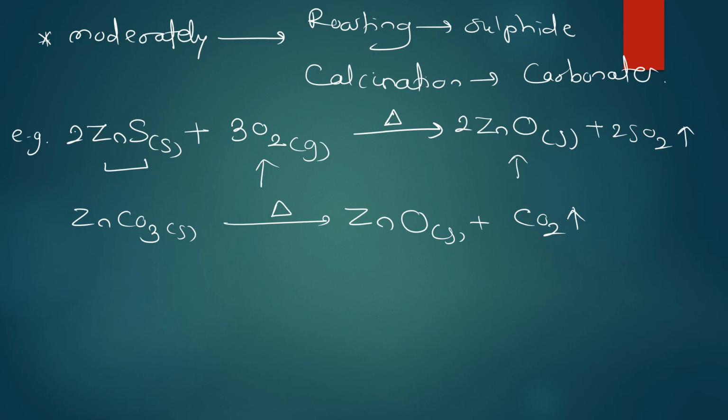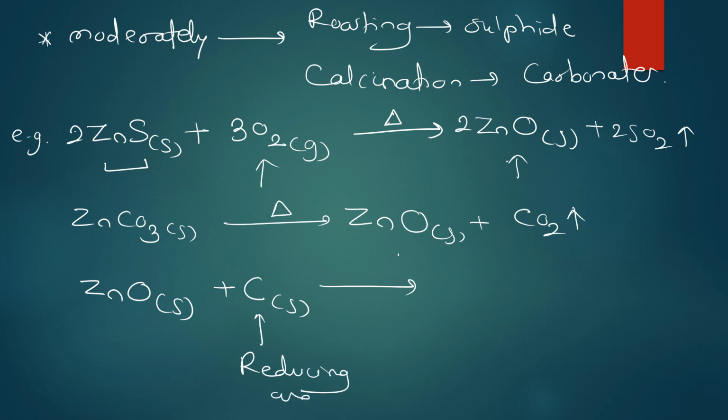Again you have to use the reducing agent. For example, zinc oxide is heated with carbon, this acts as the reducing agent. Reducing means what? Just removing the oxygen from the oxide, zinc oxide. That is the reduction process, right? Then we will get the pure form of zinc plus carbon monoxide in the gaseous form.